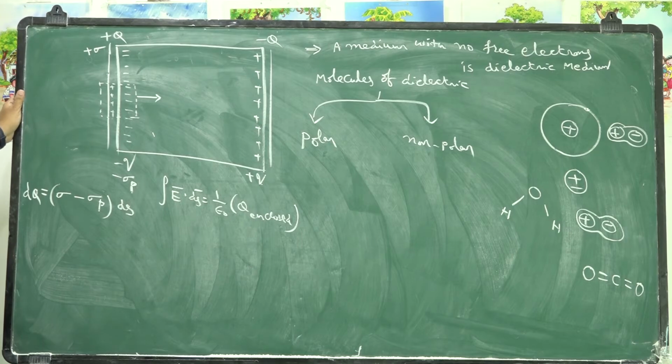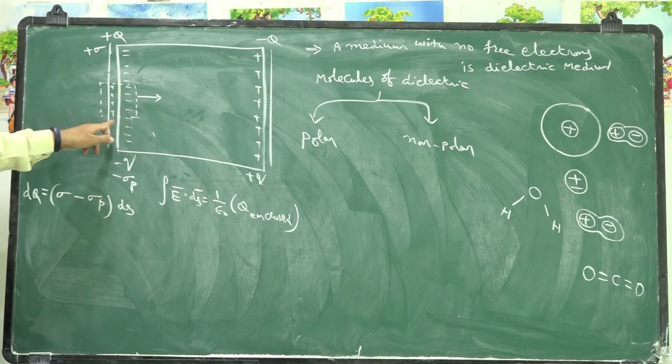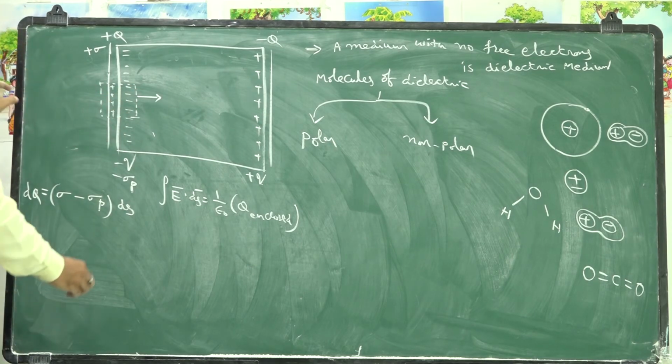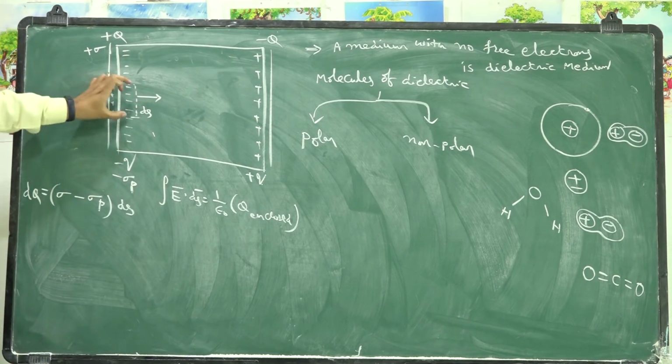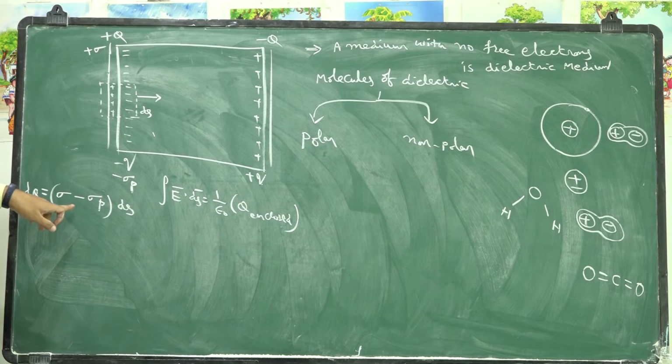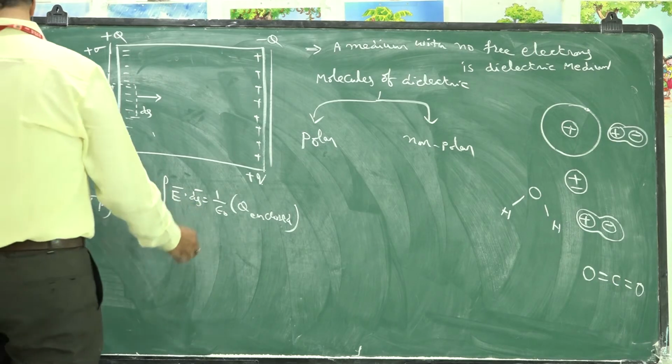Charge available inside this smaller surface. Let its surface area be ds. Within this small surface, how much charge is available? Plus sigma charge density is there, minus sigma p charge density is there. Net charge density is sigma minus sigma p, into area, will give the charge enclosed. So, how does this formula come about?